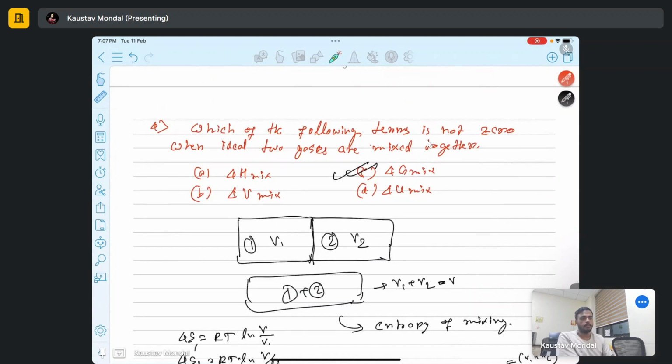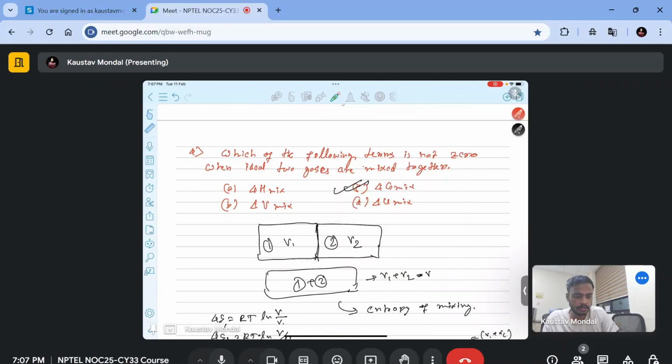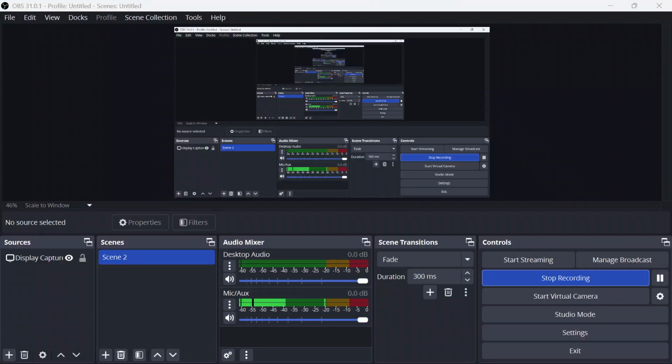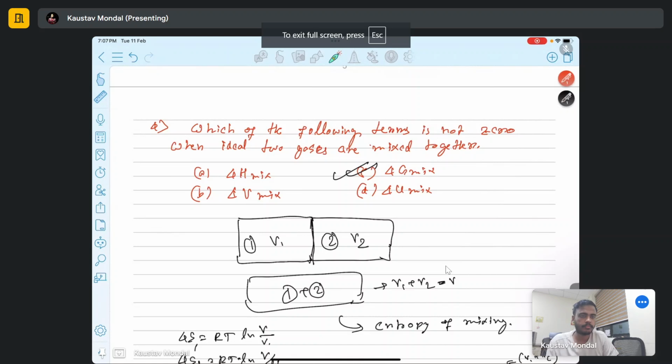So this is the way to solve this problem. I hope all of you understood how to solve problem number 4. Now we'll go to problem number 5.